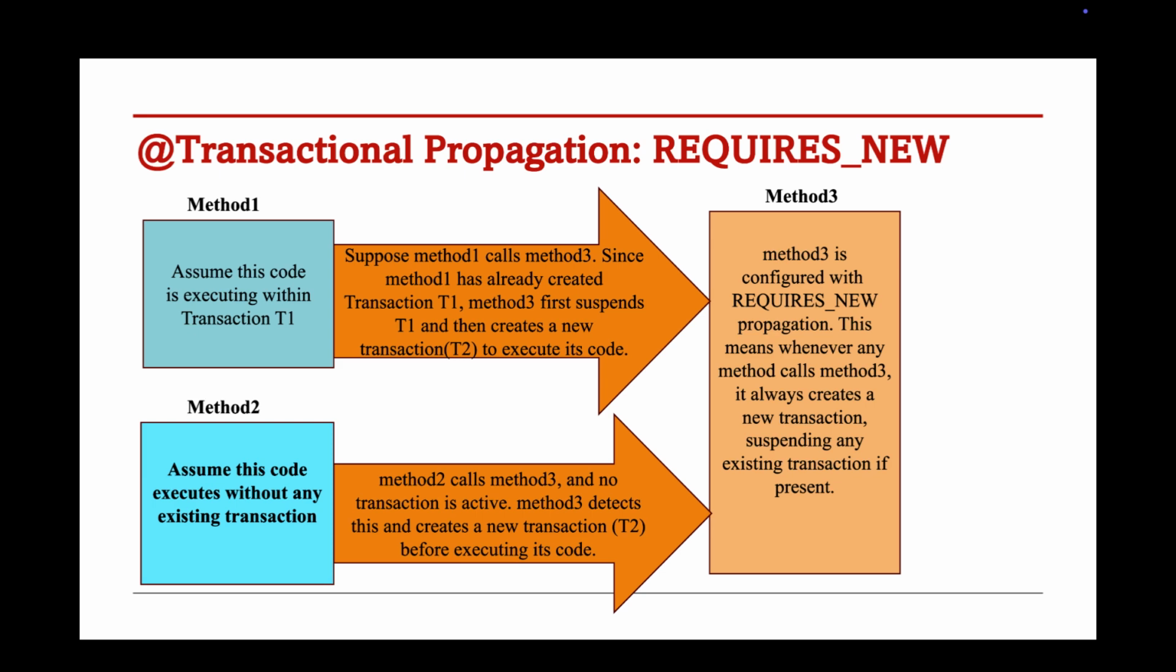Now suppose method 2 calls method 3. In this case, no transaction is active, because method 2 is not transactional. Method 3 is configured with propagation.requires_new, so it detects that no transaction exists. As a result, Spring creates a new transaction, let's call it T2, and then executes the code inside method 3. Once method 3 finishes, T2 is committed or rolled back, and execution continues. This behavior is exactly the same as before. Requires_new always creates a new transaction, whether or not a transaction already exists.